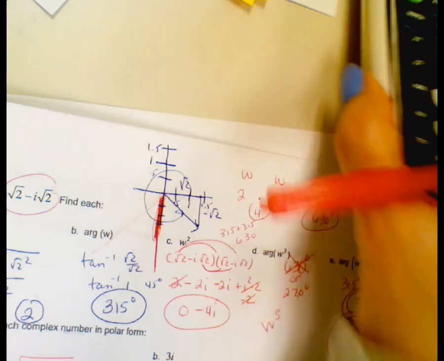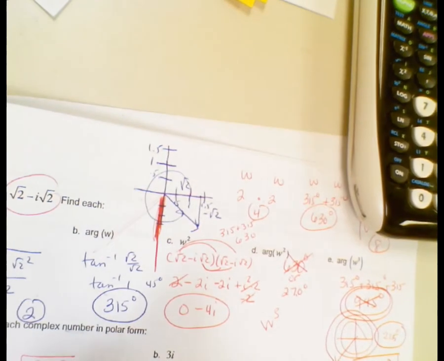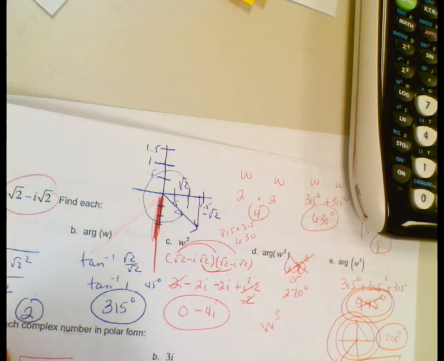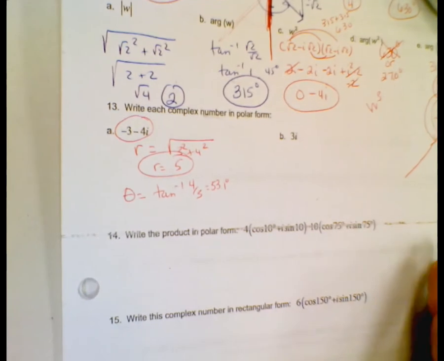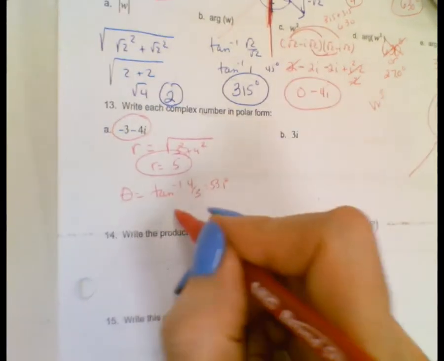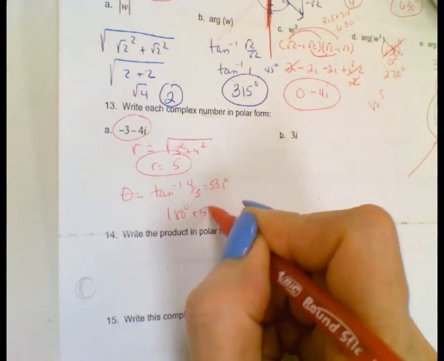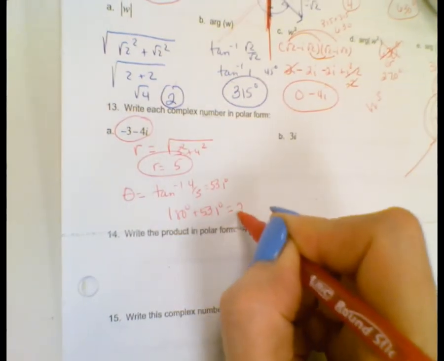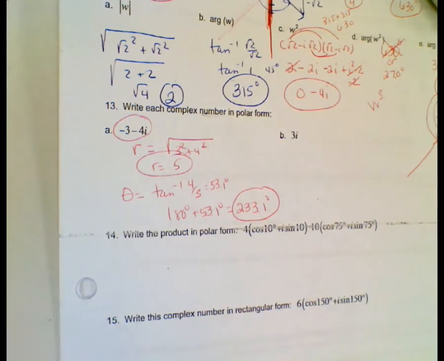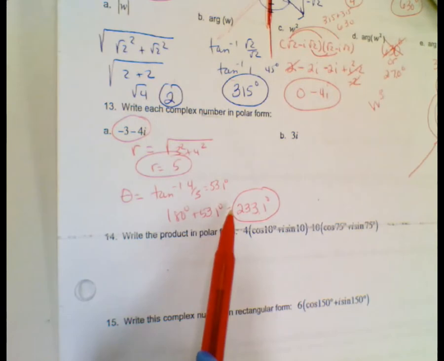Which is 53.1. Now, that is not your answer. That's the reference angle. What quadrant is this in? If they're both negative, it means you're in the third quadrant. So you're going to take 180 plus 53.1 for a 233.1 degree angle. So R is 5.